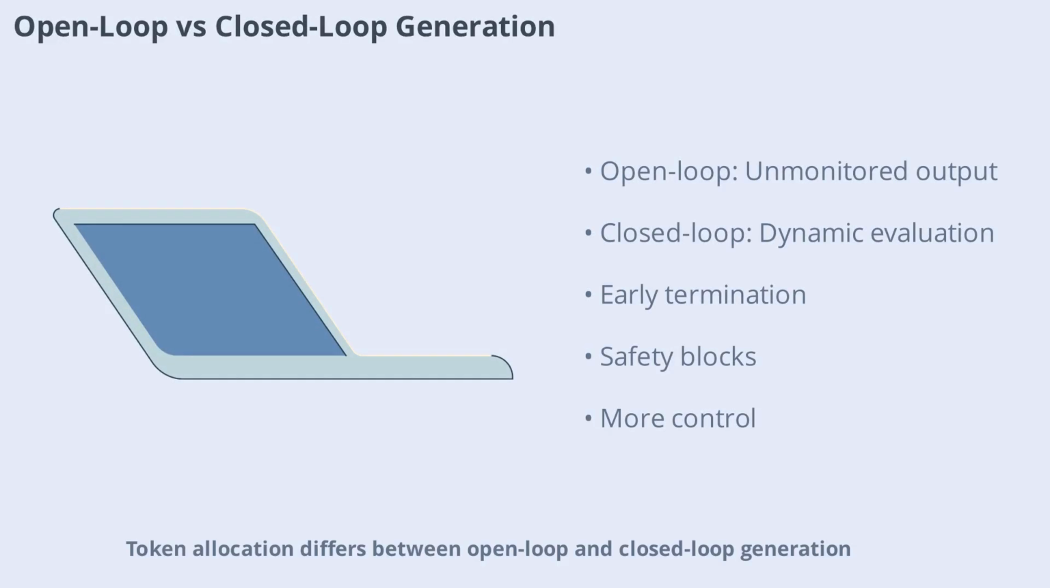Token allocation differs between open-loop and closed-loop generation. In open-loop, the prompt is sent and the model outputs a response without monitoring until completion. Closed-loop generation evaluates tokens dynamically during generation or across small substeps, allowing early termination if the model shifts off-topic or triggers safety blocks. Closed-loop offers more control and safety for production systems.